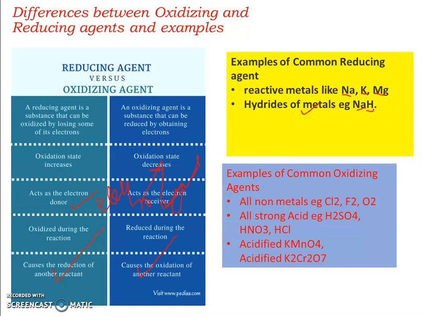Then examples of common oxidizing agents are all non-metals. Think of any non-metal like chlorine gas, fluorine gas, oxygen gas. Then all strong acids. Please don't forget that all strong acids are oxidizing agents, most especially your sulfuric acid, your nitric acid, and your hydrochloric acid. Then you have acidified KMnO4 and acidified potassium dichromate, that is, dichromate(VI).